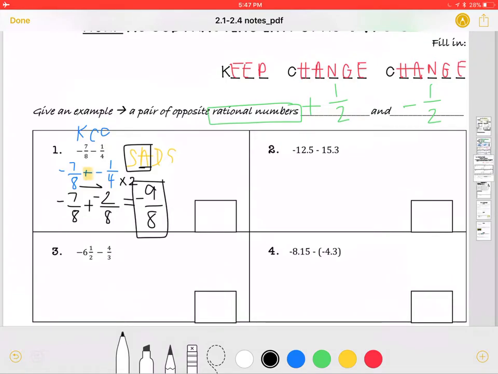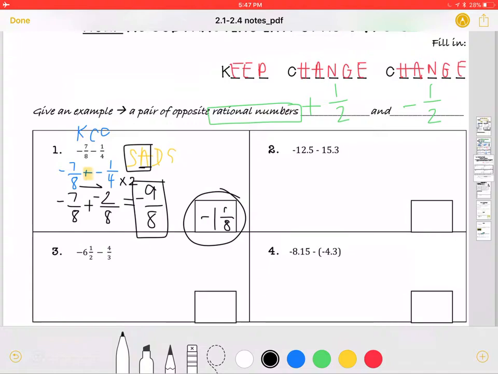I don't want to leave my answer like this. Why do I not want to leave my answer like this? Yes, it's improper. So make it into a proper fraction or a mixed number. How many times can 8 go into 9? How many are left over? So negative 1 and 1/8 is our final answer.